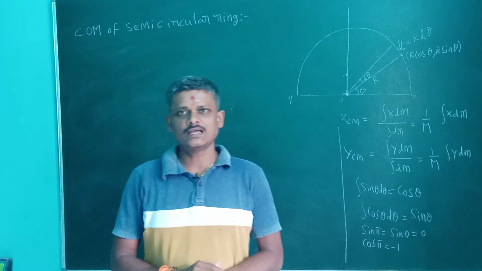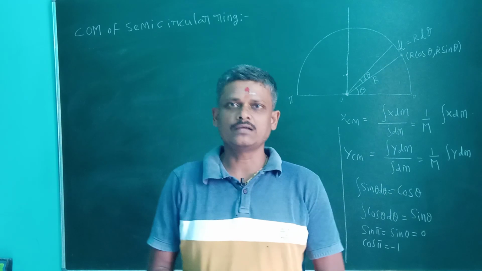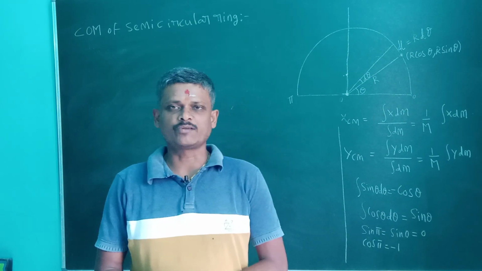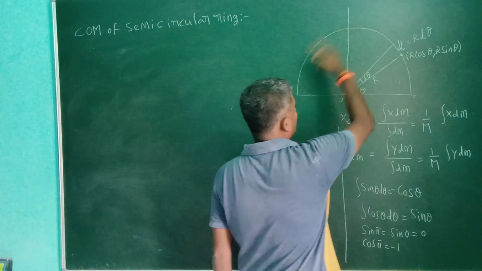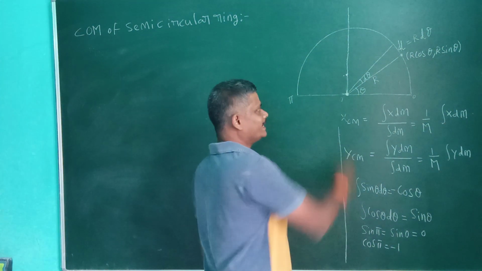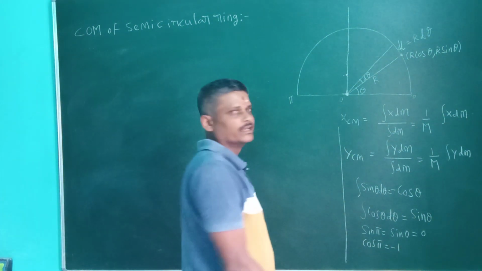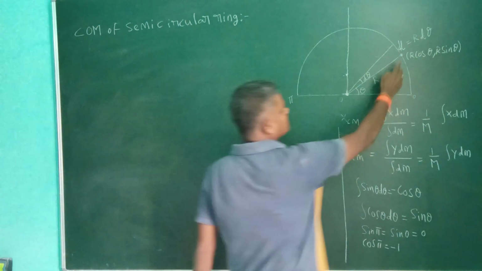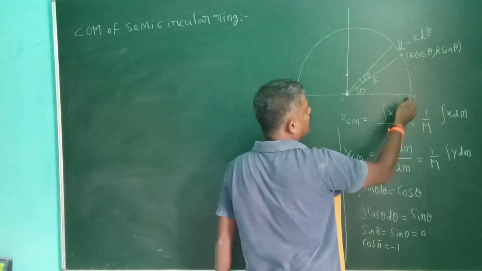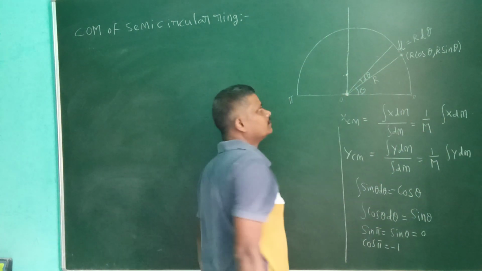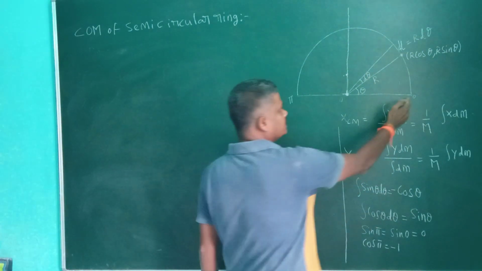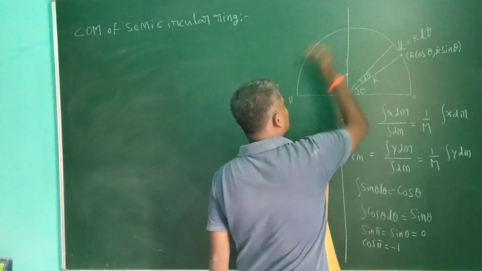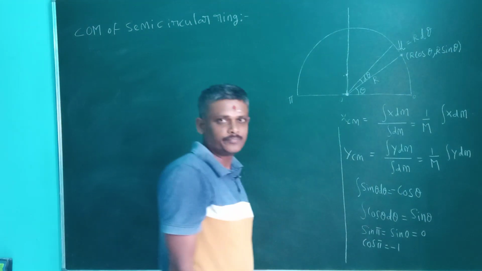In this session I will derive the equation of the center of mass of a semicircular ring. Here I am taking a semicircular ring of radius r. Let O be the center of the semicircular ring. I am taking a small element of length dl on the semicircular ring. The element is small in magnitude; when integrated within the limits, it gives the total semicircular ring.